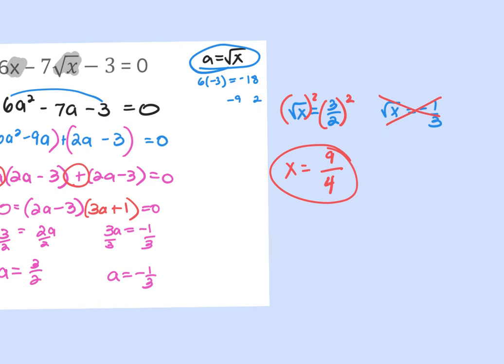So why did you rule that out? Because no square root can equal a negative number. How did you get 1/3? I solved this over here. Oh, okay. Yeah. So that came from 3a plus 1.